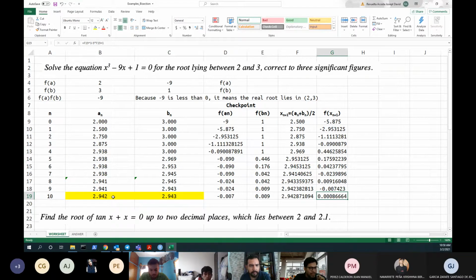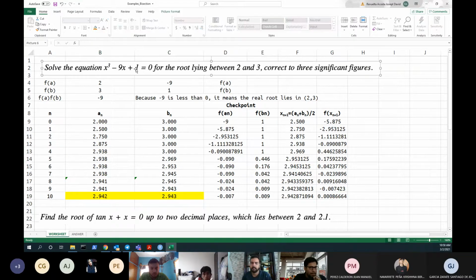Ahora, por favor, sustituyan este valor aquí, o 2.94 en esta expresión, 2.94.